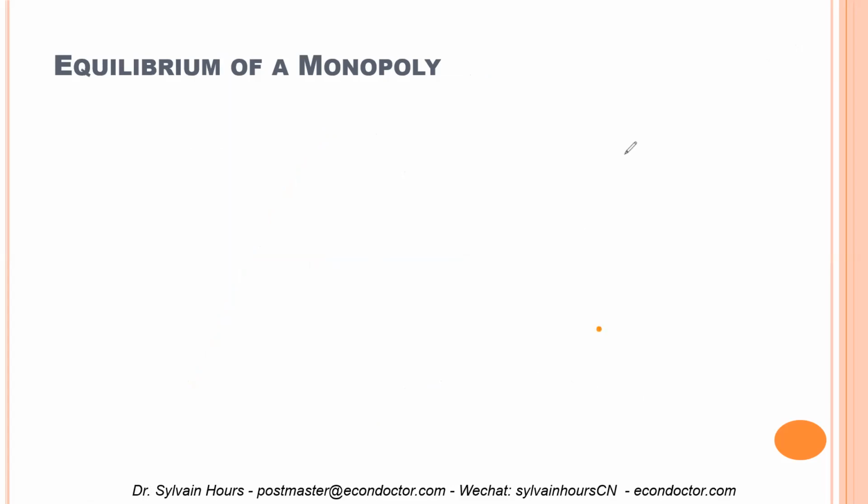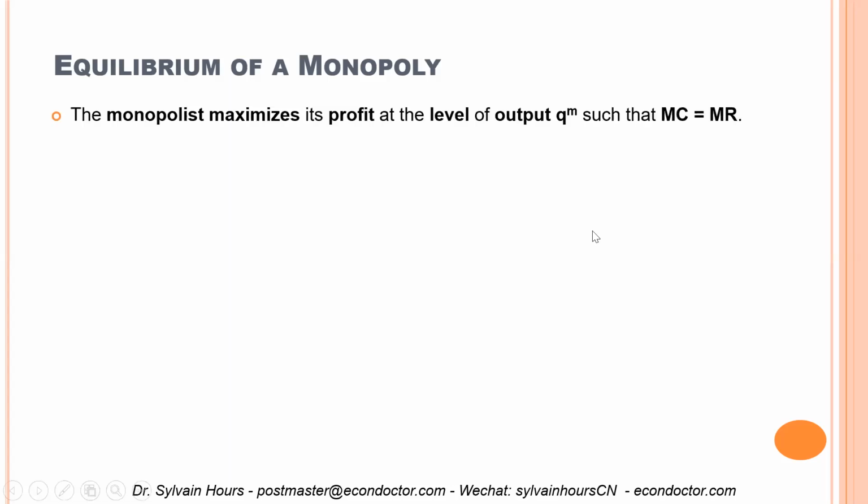All right, so how can we find the equilibrium in a monopoly? It is actually quite simple. Just like in any market structure, the profit maximizing rule is such that MC is equal to MR. So let's call QM the quantity at which this is the case.